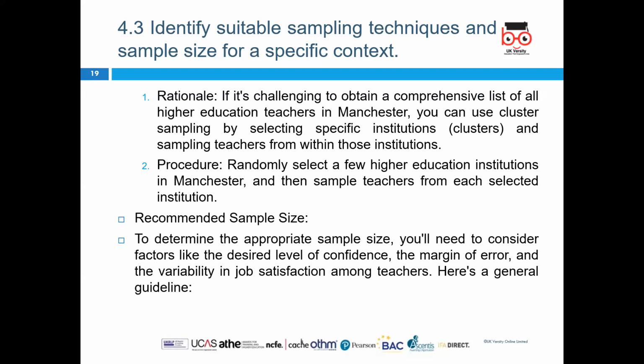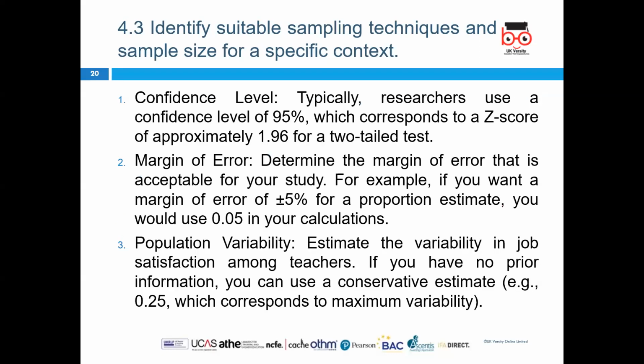So we can also go through a general guideline regarding that. So the first thing is confidence level. Typically researchers use a confidence level of 95%, which corresponds to a Z score of approximately 1.96 for a two-tailed test. So you're free to use 95%, which is the most commonly used confidence level. Then margin of error. Determine the margin of error that is acceptable for your study. For example, if you want a margin of error of plus or minus 5% for a proportion estimate, you would use 0.05 in your calculations.